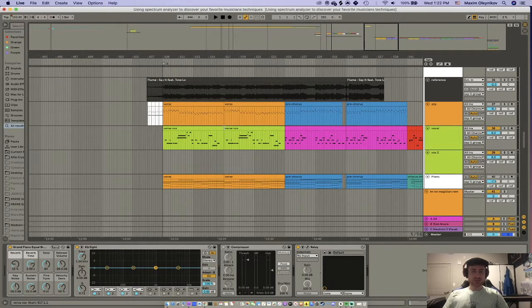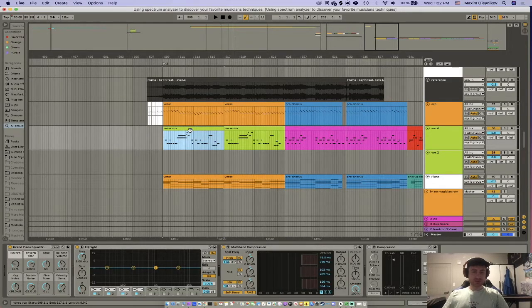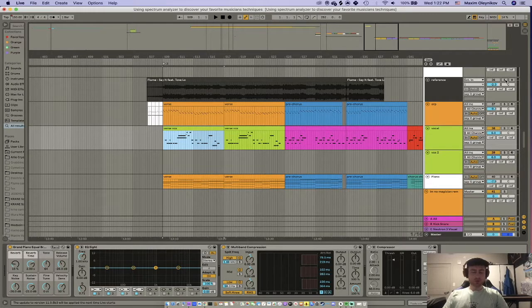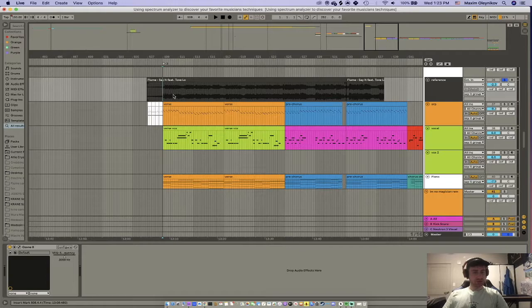For example, when I did Flume's Say It, I was really amazed to see that, retrospectively, maybe it was obvious, but the melody that the vocal is singing actually stays the same. And the words change, but the melody stays the same. This is a very new idea for me, which I had never thought of before.